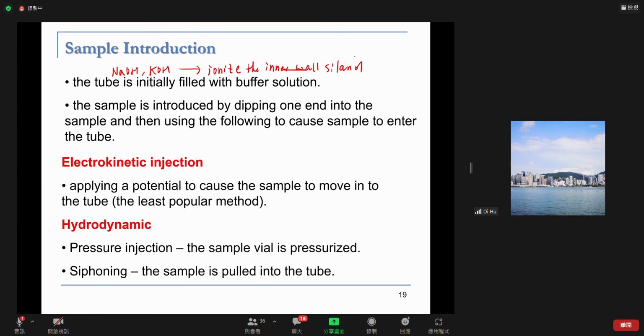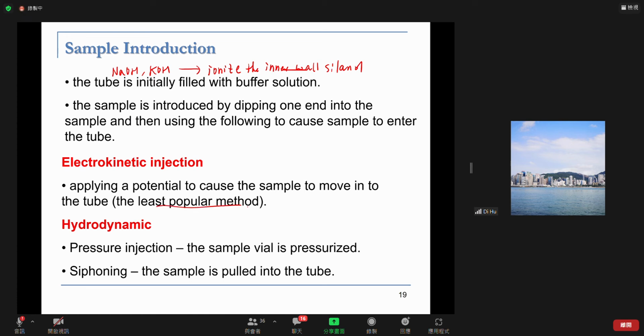And then the sample is introduced by dipping one end of the capillary into the sample vial, and then using any of the following to cause the sample to enter the tube. You can either apply voltage. That's the most common one. We call that electrokinetic injection. You apply a potential voltage to cause the sample to move into the tube. But we say it's the least popular one.